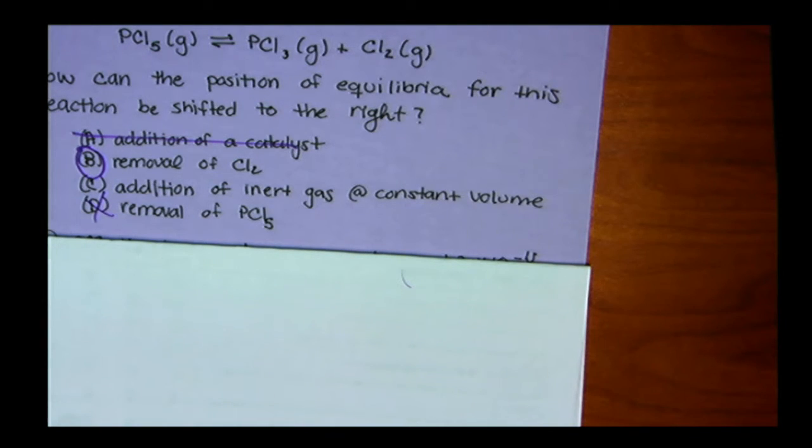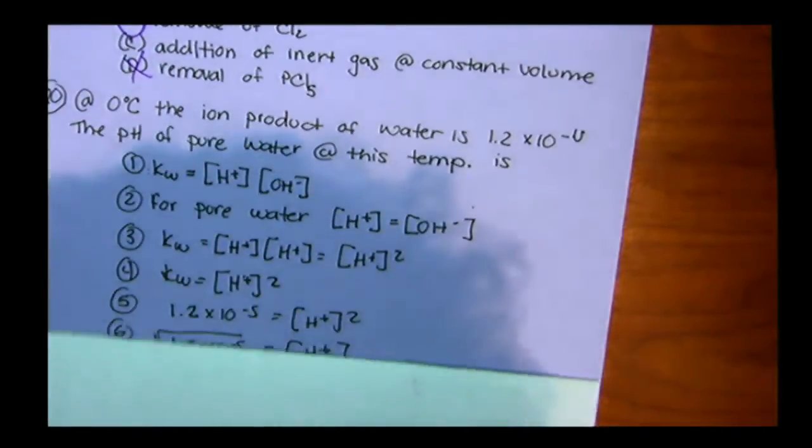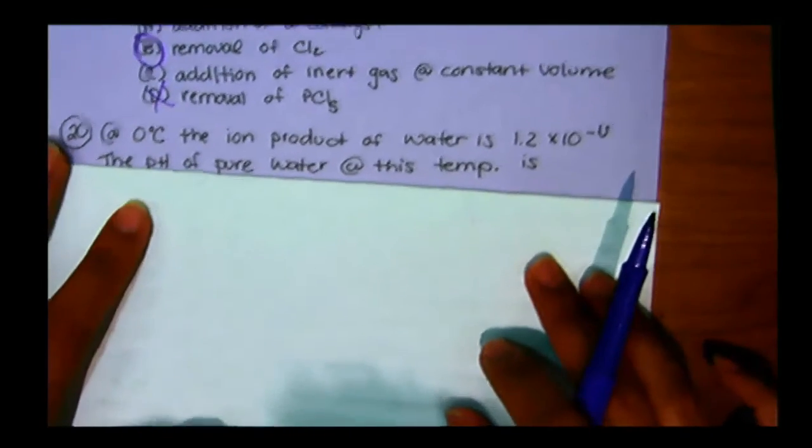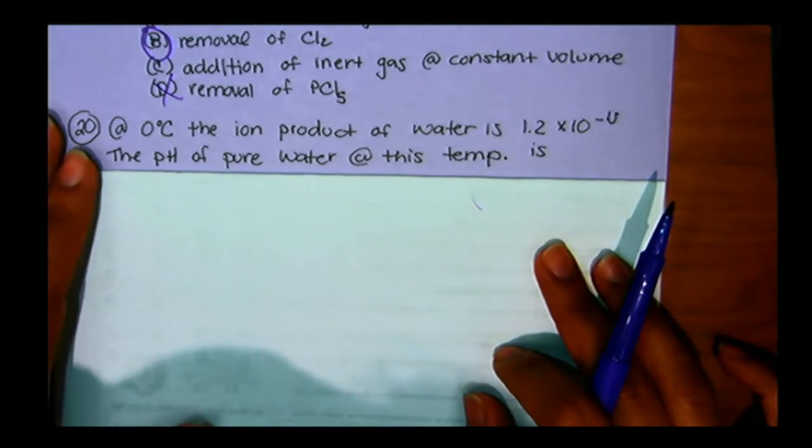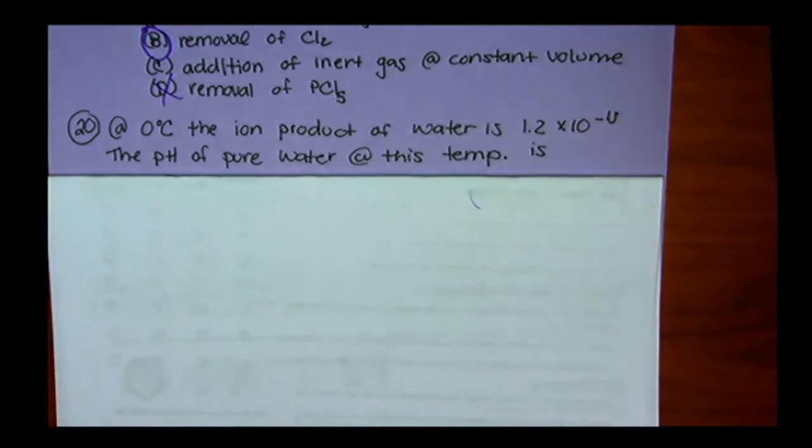All right, questions? All right, so at 0 degrees Celsius, the ion product, so your Kw of water, is 1.2 times 10 to the negative 15. The pH of pure water at this temperature is... That's what you're finding.